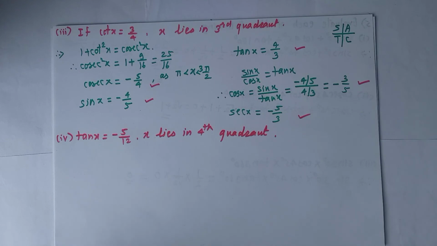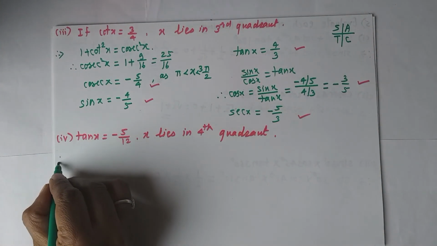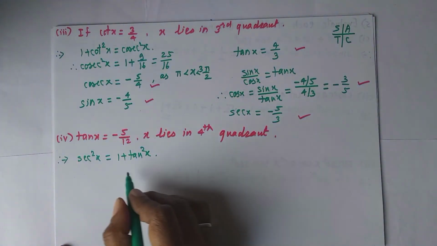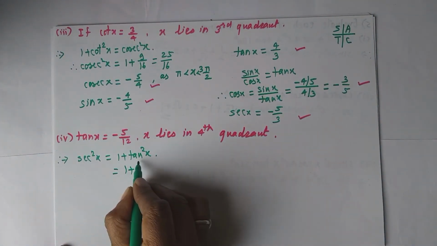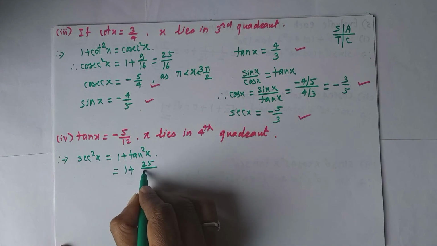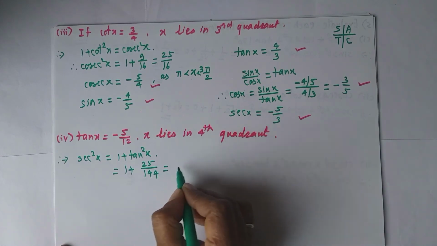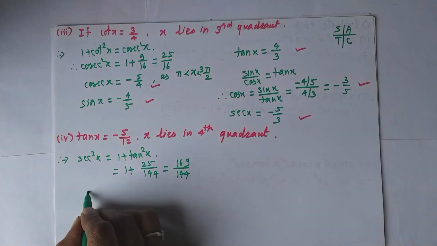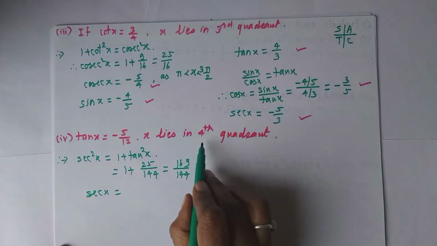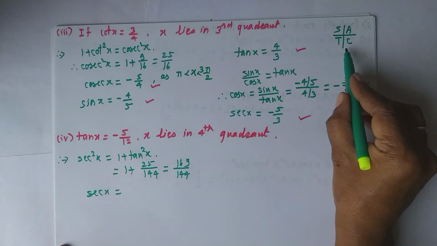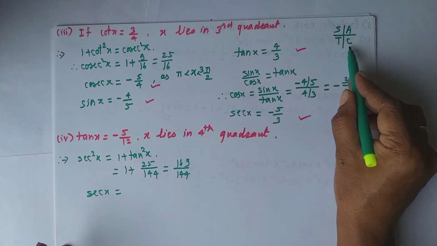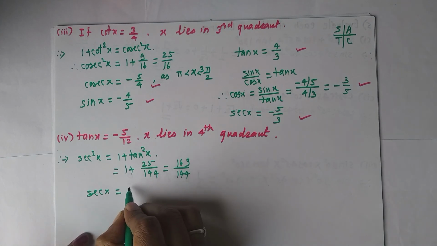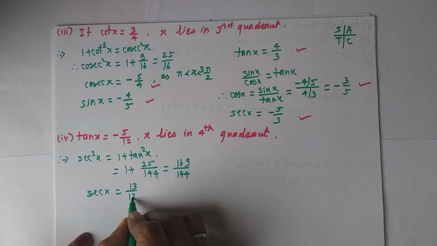Here tan is given. Again we will use the property, that is 1 plus tan square x is equal to sec square x. In this you keep the value of tan x. This will be 25 divided by 144 and this will be 169 divided by 144. Then you take the square root and see here again x lies in the fourth quadrant. In the fourth quadrant cos and its reciprocal sec are positive. Therefore here in the square root you write down the positive value 13 divided by 12.